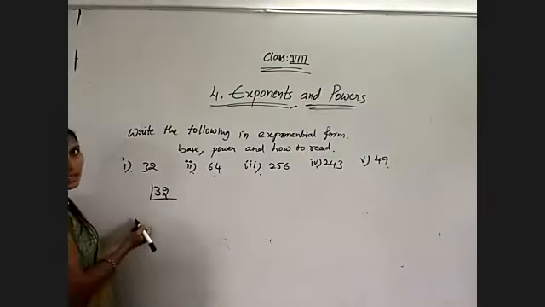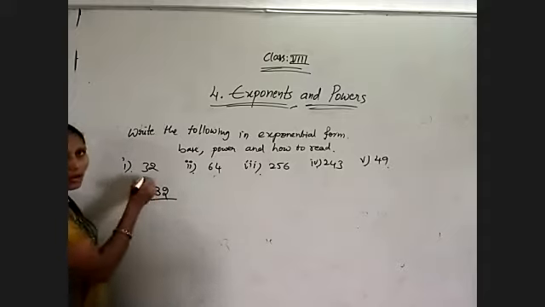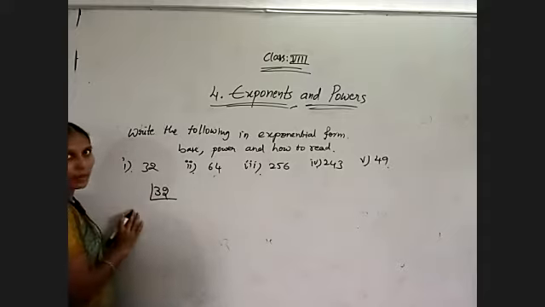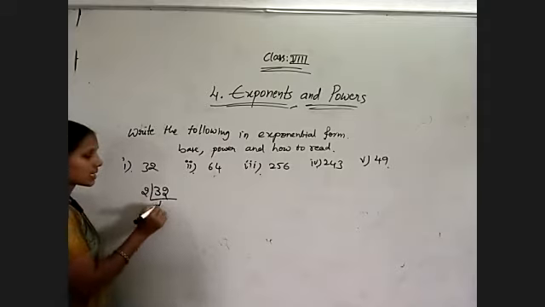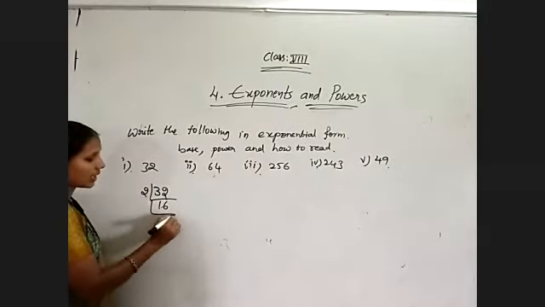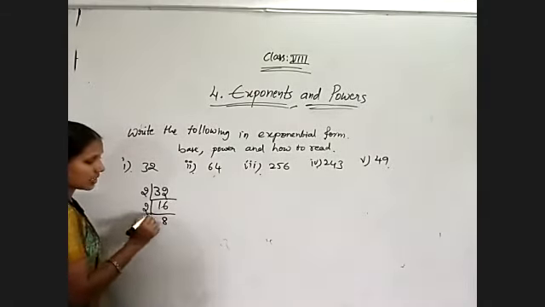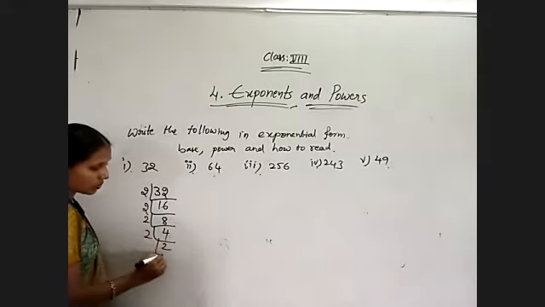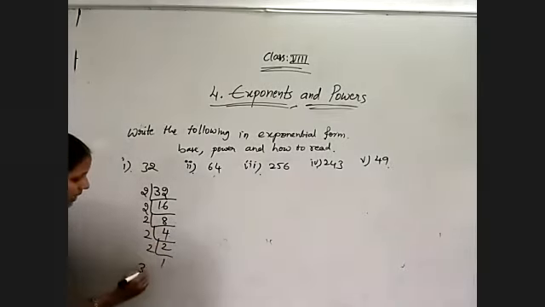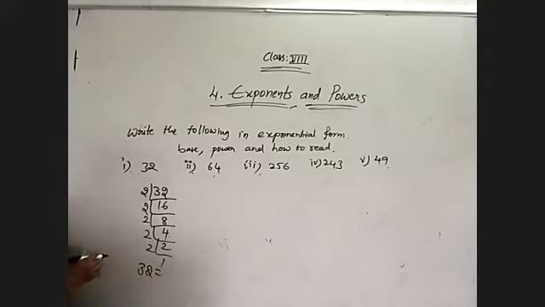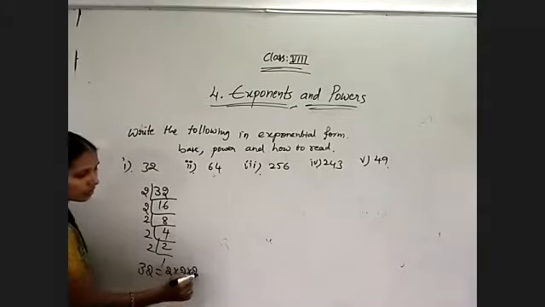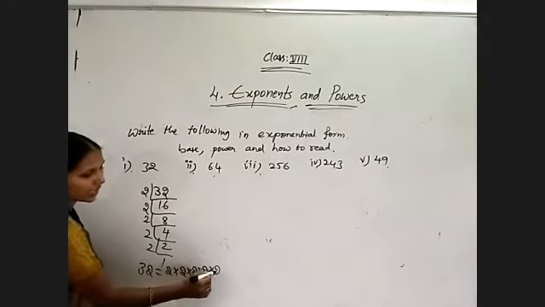Prime factorization. How do we divide it? We take only prime numbers. 2 eights are 16, 2 fours are 8, 2 twos are 4, 2 ones are 2. So 32 is nothing but 2 multiplied how many times? 1, 2, 3, 4, 5. That is 2 into 2 into 2 into 2 into 2, five times.